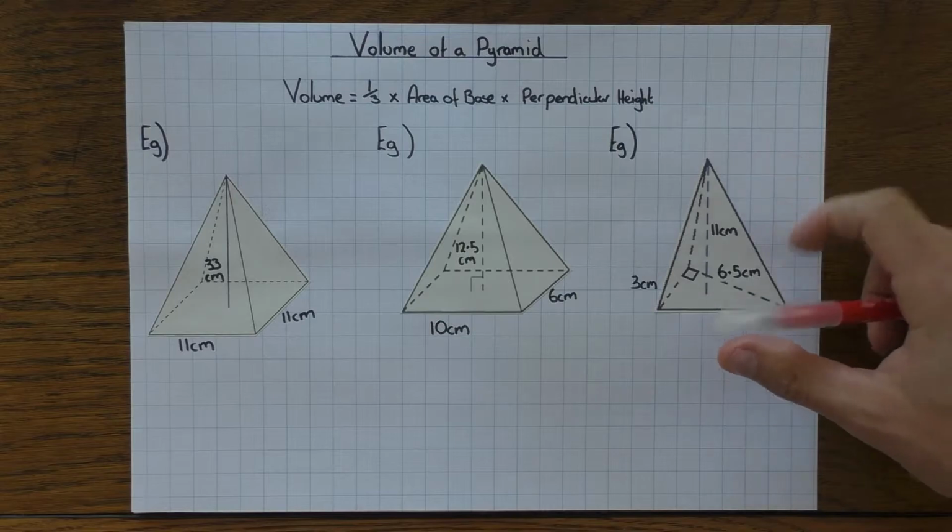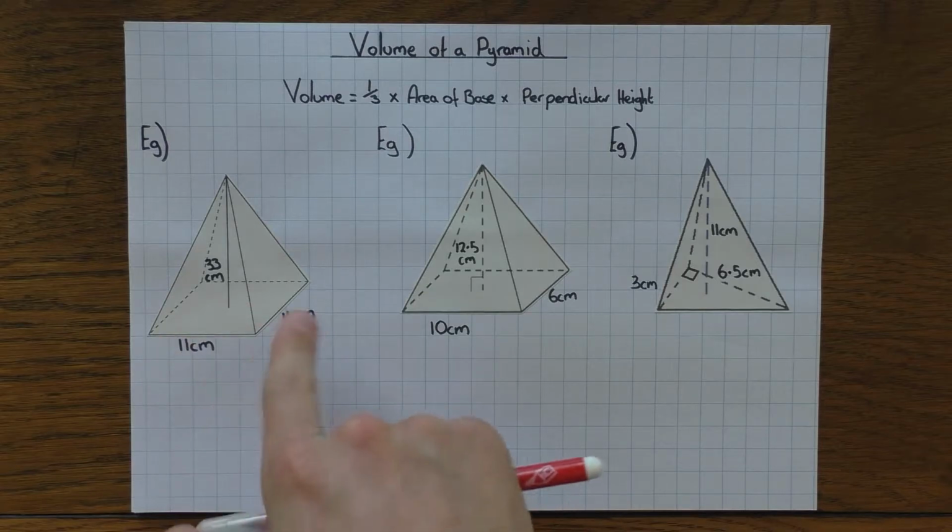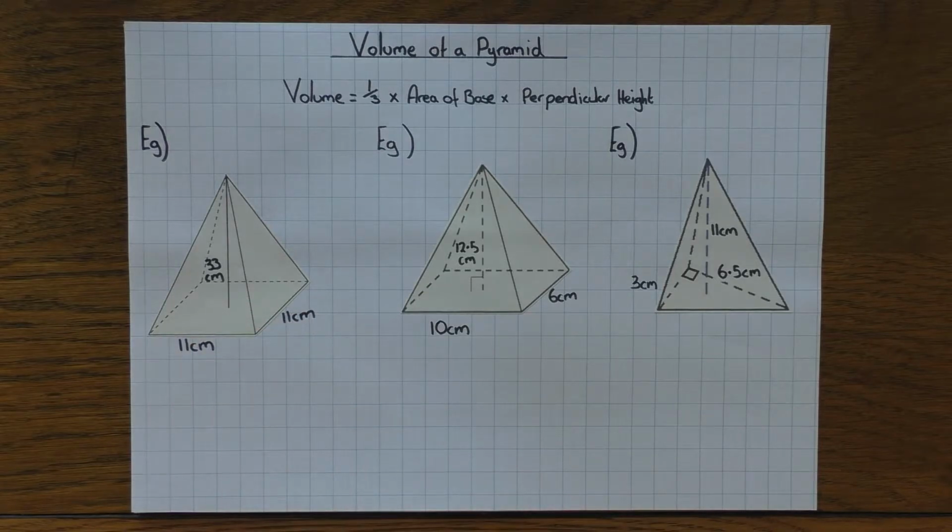So we'll have a look at a few examples, some just nice and easy, just sticking the numbers straight into the formula, and some going backwards to work out the area of the base or the lengths and the heights and different bits and pieces. So let's get cracking and see what we can come up with.